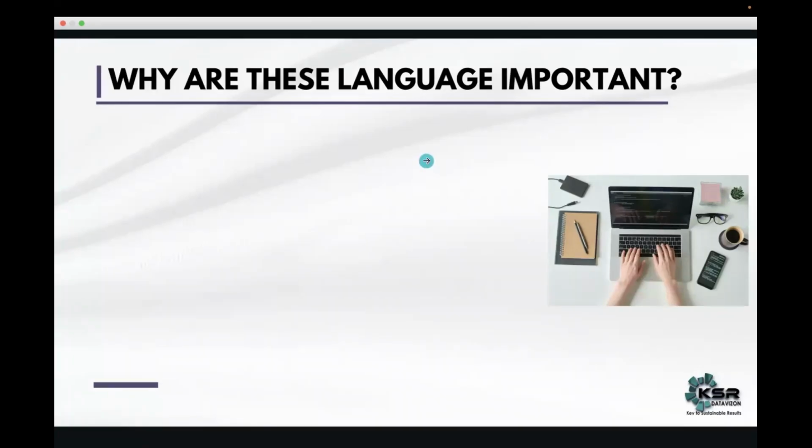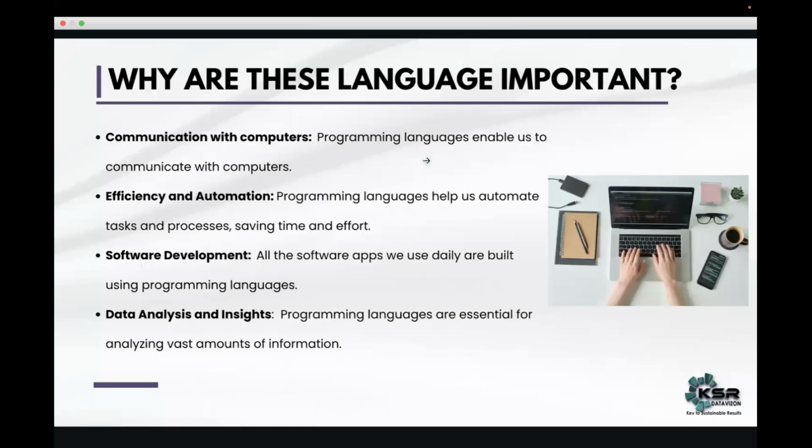We'll see why these languages are important as well, for three, four reasons. So first, communication with computers. Programming languages enable us to communicate with computers, so a lot of difficult tasks we can do easily with computers. Okay. Next is efficiency and automation.